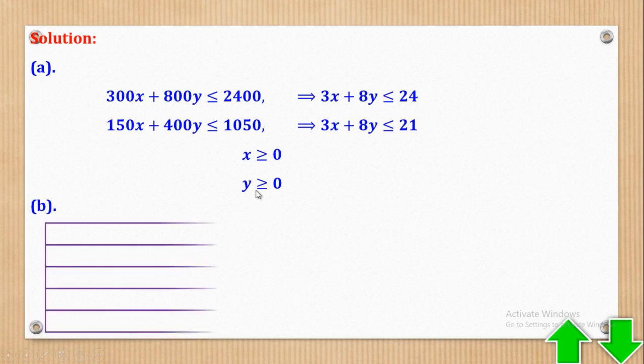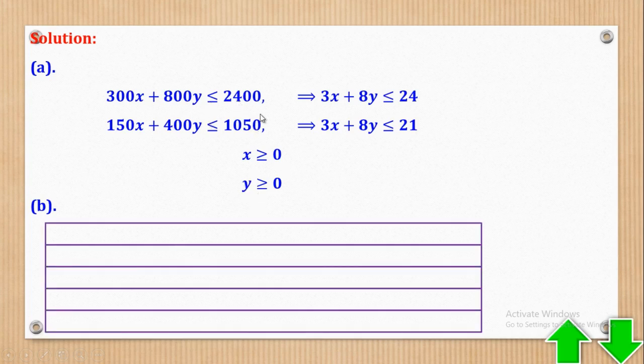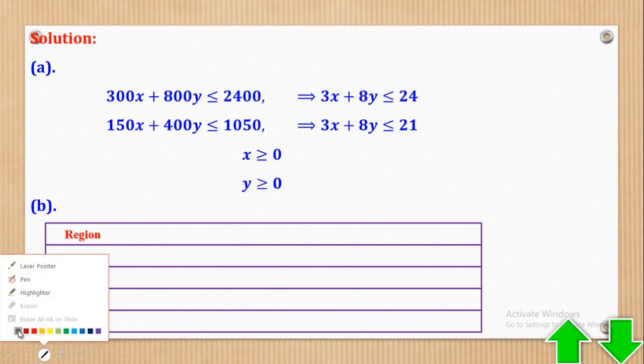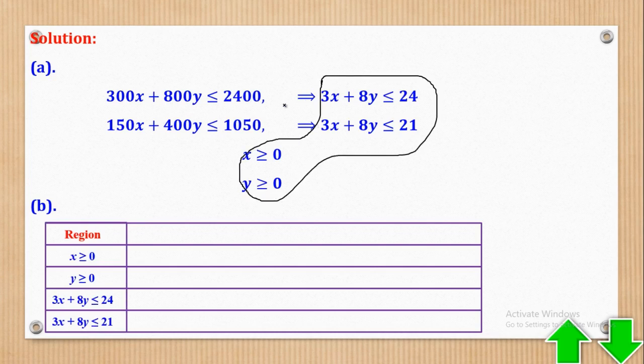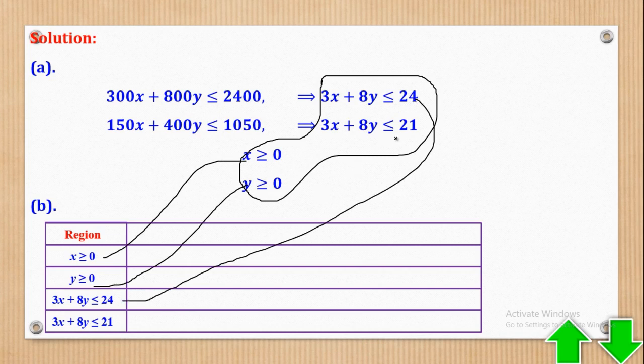Now for part B, they want you to represent these inequalities on the graph on the same axis. But before you represent, you have to first find out the coordinates to plot, because these are lines. So that is why this table is very, very crucial. Let's see how it can be filled. First is the column for regions. Now regions are these very inequalities which have been formed. So this is here, this is here, this is here, and this is here.